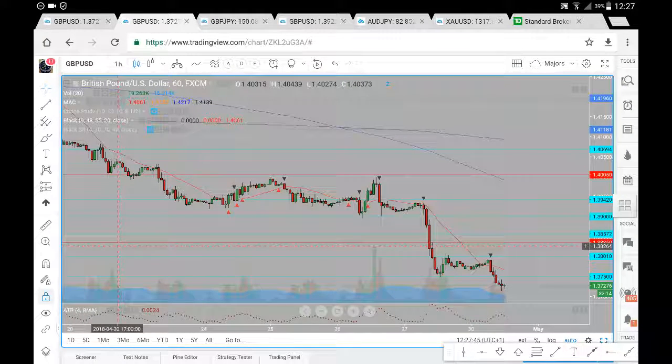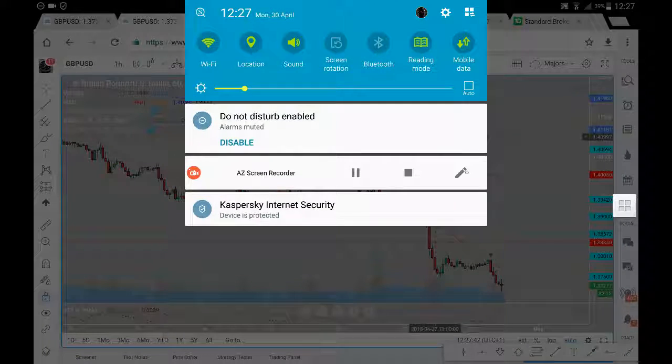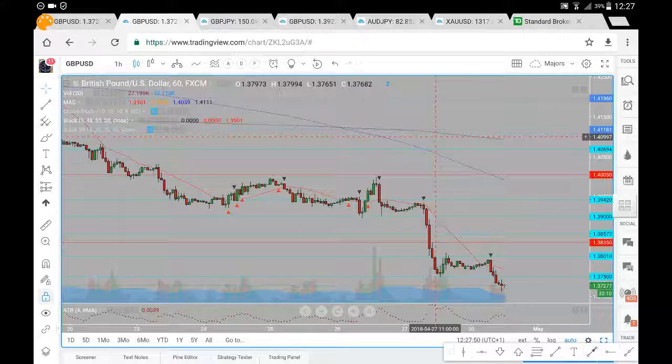So this is the pound dollar analysis for Monday, the 30th of April. Now, let's just have a look at prices and where prices may likely go. So we've seen the sell-off here in the pound against the dollar. We came up pretty close for a retest of the 140.05.